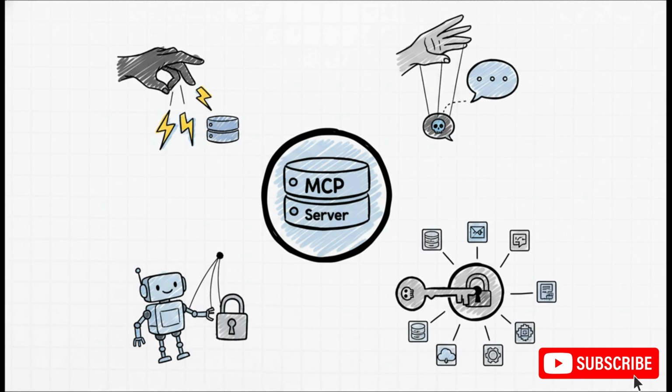But the really terrifying one is the keys to the kingdom risk. Think about it. If an attacker breaks into just one of your connected MCP servers, they could potentially get access to everything it's connected to. Your email, your files, your company's code, everything.